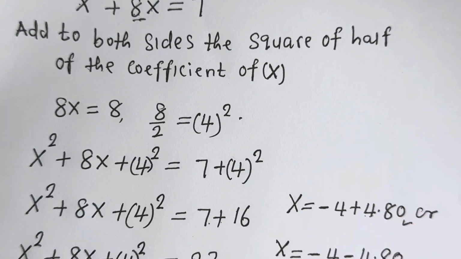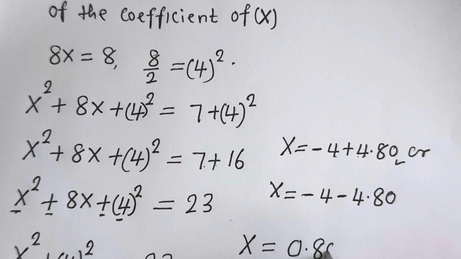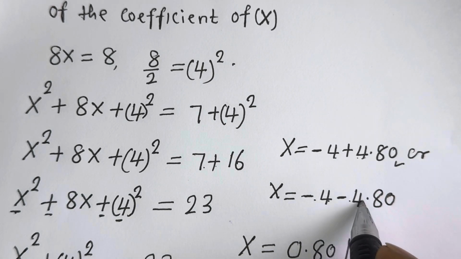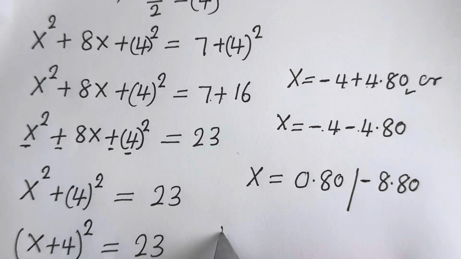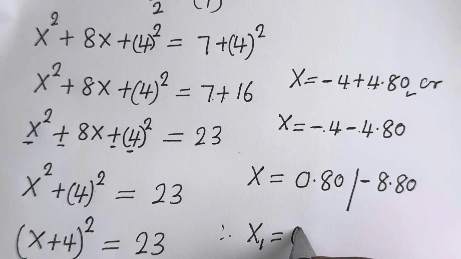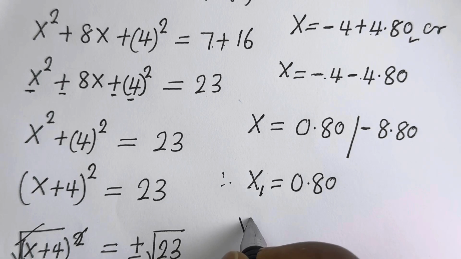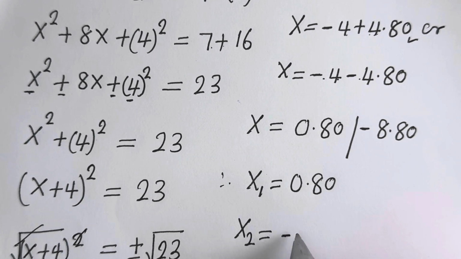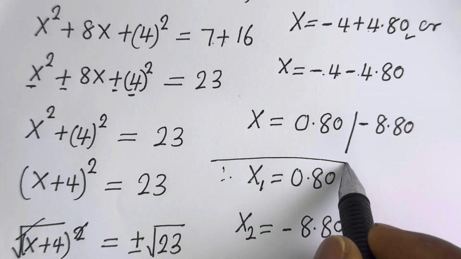Now let's consider this. Minus 4 plus 4.80. Then s is equal to 0.80, or minus 4 minus 4.80. This is minus 8.80. Therefore, x1 is equal to 0.80 and s2 is equal to minus 8.80. These are the values of x.